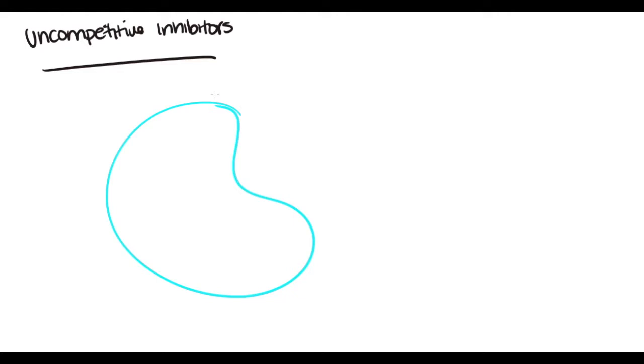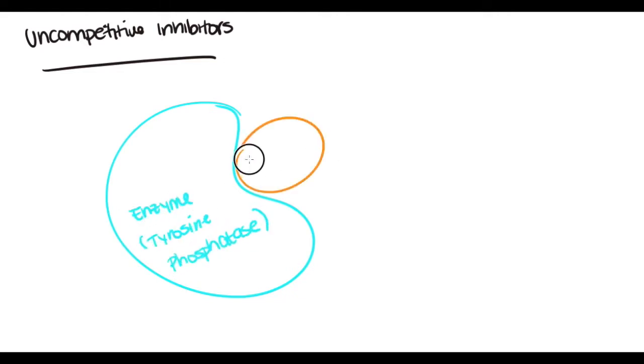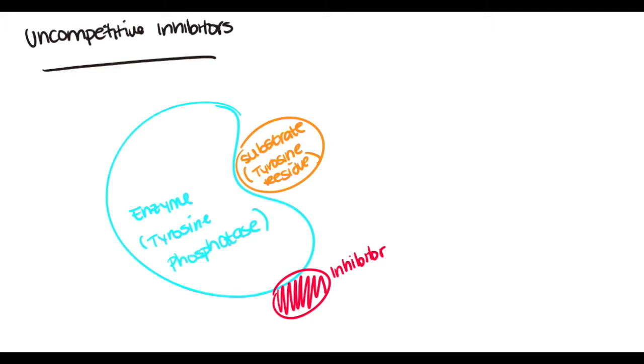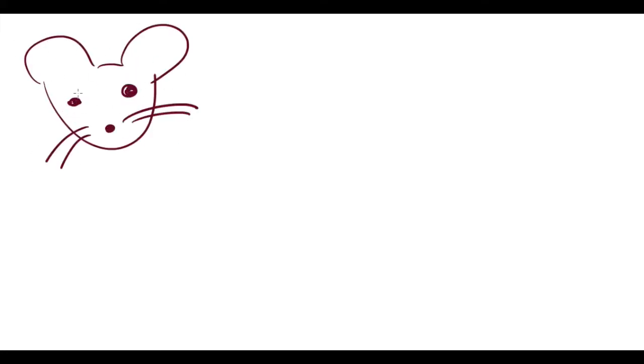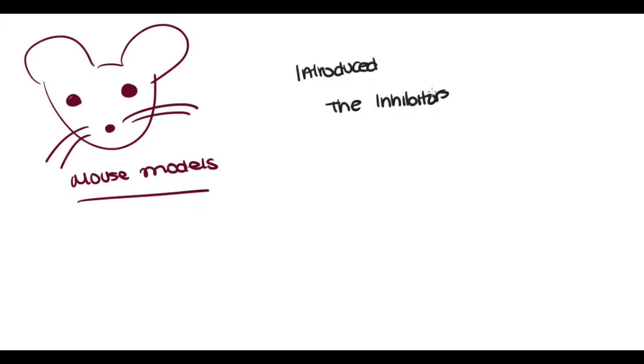One popularly utilized inhibitor type is the uncompetitive inhibitor, which binds to the enzyme substrate complex. In this case, the enzyme is the tyrosine phosphatase, while the substrate is the key tyrosine residues. The inhibitor binds to the complex formed and prevents product formation, or dephosphorylation in this case. To demonstrate the effects of reduced levels of tyrosine phosphatase activity, researchers utilized mouse models and introduced inhibitors in their experiments. By using an inhibitor, some researchers were even able to completely delete tyrosine phosphatase activity.